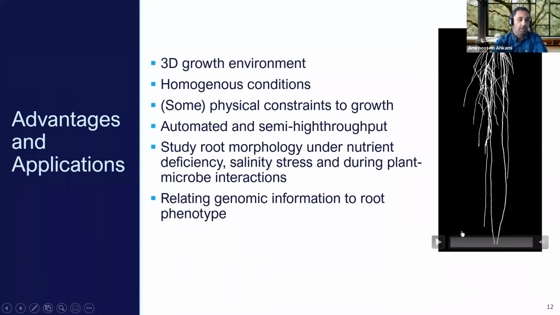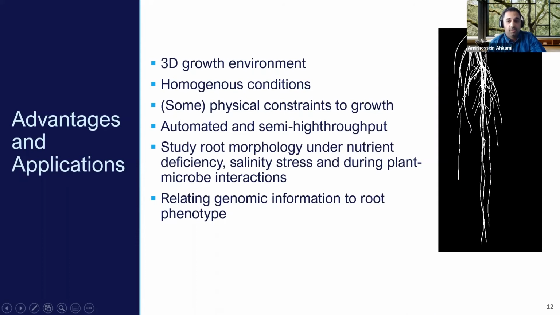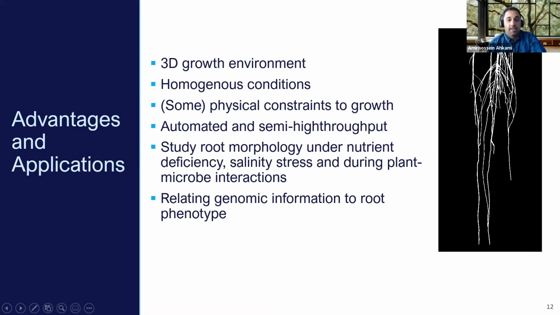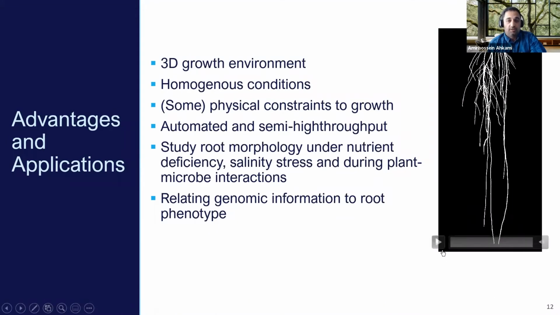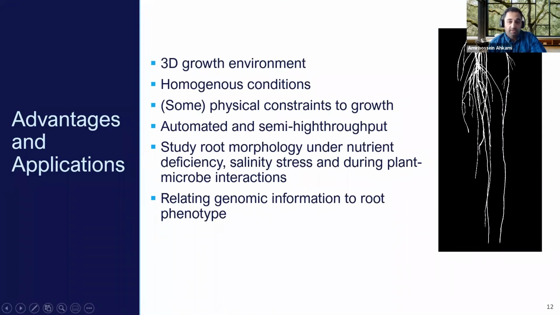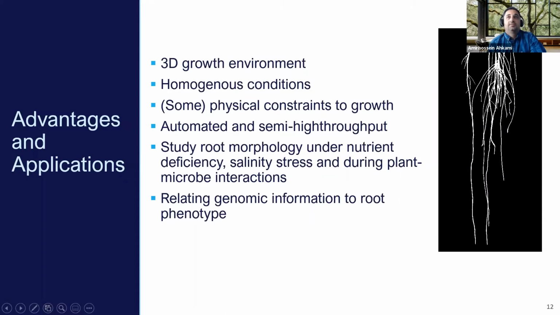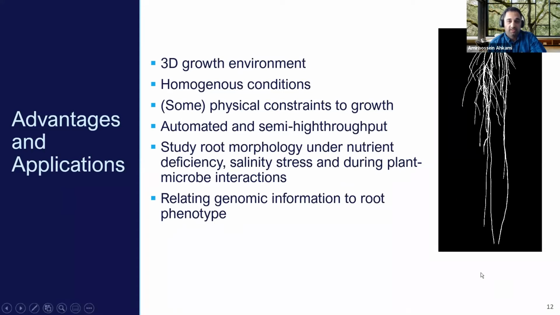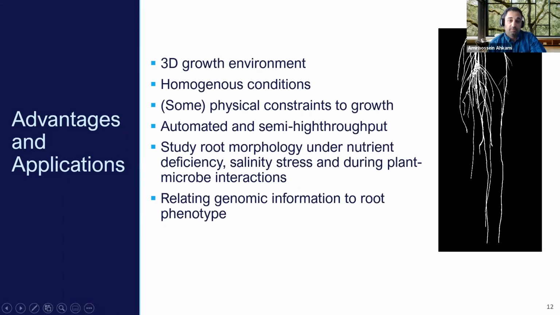Okay, so there are some advantages and applications for our system. Of course, this provides a 3D growth environment and also homogeneous conditions. Because it's a gel system, there are some physical constraints for root growth. It is automated, and I would call it semi-high throughput at this point. As I said, it takes about 10 minutes to image one individual plant, so we can handle 40 to 50 plants imaged per day.